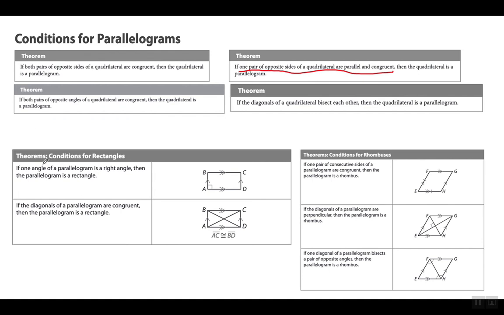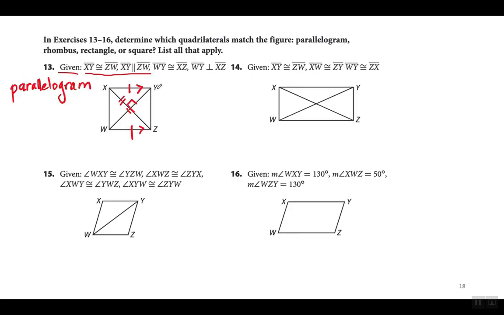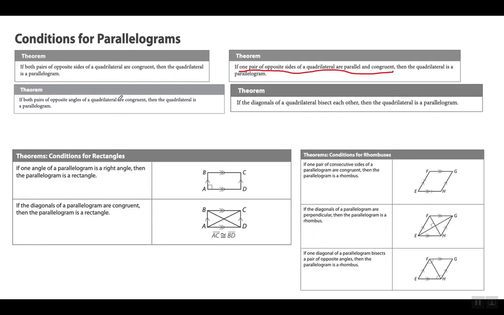Okay, to be a rectangle, you got to have one of these two. If one angle of a parallelogram is a right angle, then the parallelogram is a rectangle. We don't have that here. Okay, si un ángulo de un paralelogramo es un ángulo recto, es un rectángulo, pero no tengo esa información, así que no puedo usar esa condición.